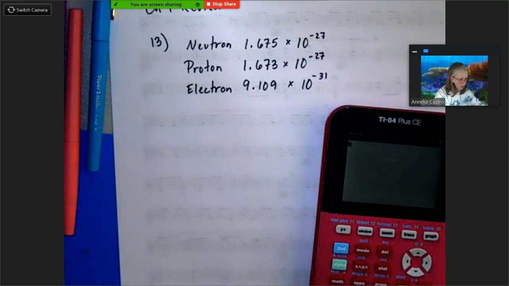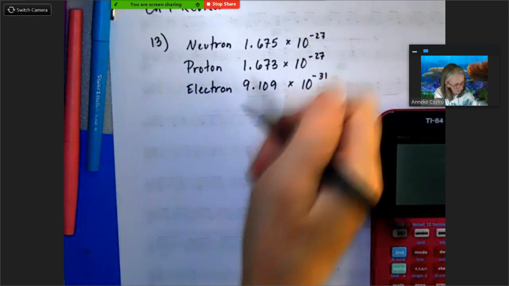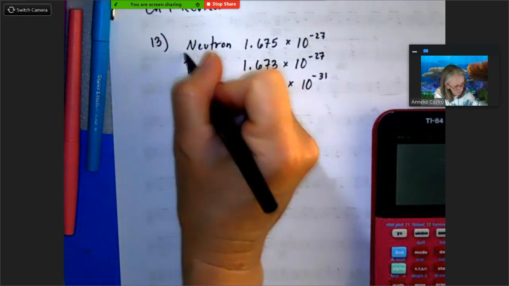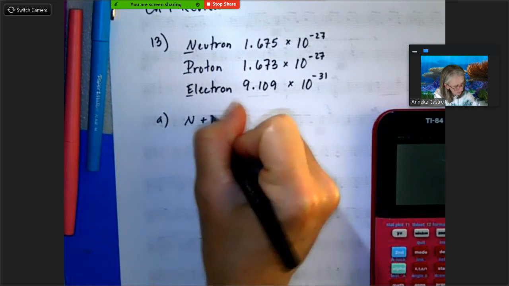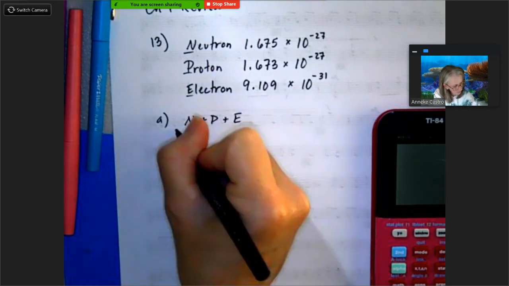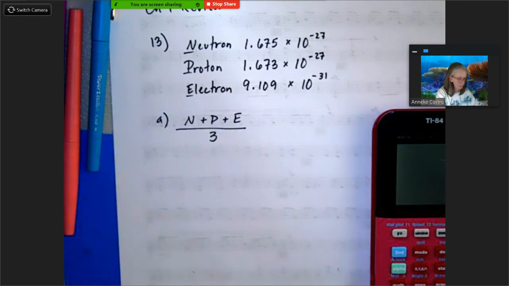Okay, so we have three different masses. We're just going to add them together. I'm not going to write them all out again. I'm just going to use N, P, and E. So for part A, we're going to do N plus P plus E and divide it all by 3 because it's the average or the mean.